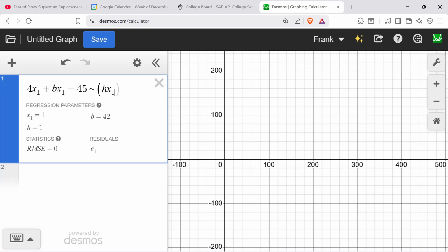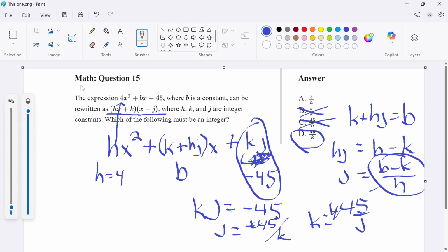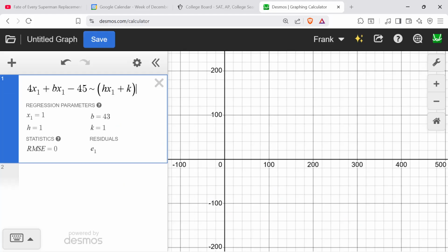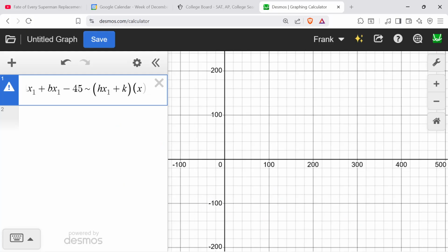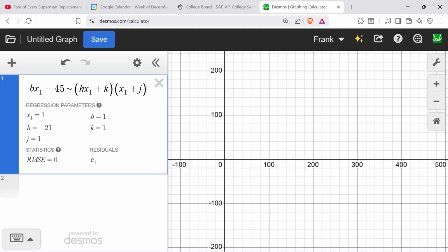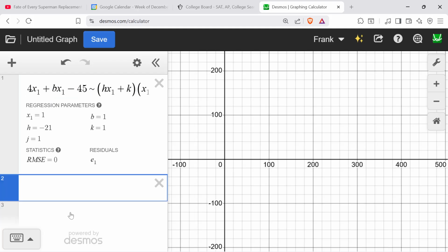And I'm going to write the next part. h x sub 1 plus k, times x sub 1 plus j, because this is regression. To hit that little sum, I hit shift and then the minus sign, and then it puts the number down, and I put 1. So now, there could be a lot of different equations, but to get 4 unknowns, j, k, h, and b, I need at least 4 equations.